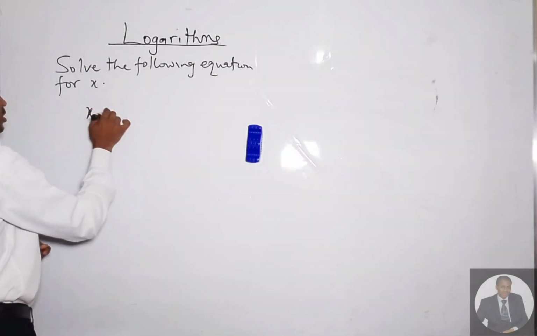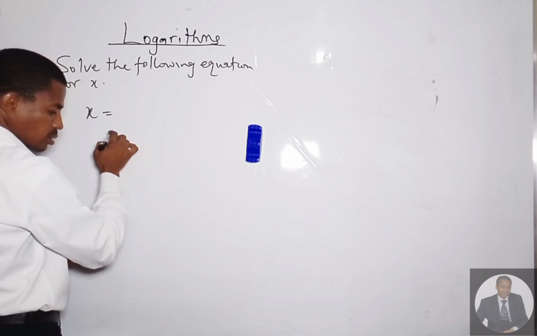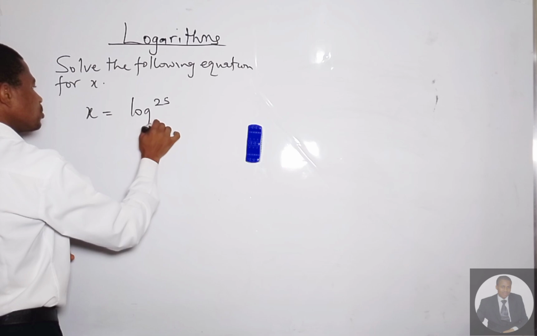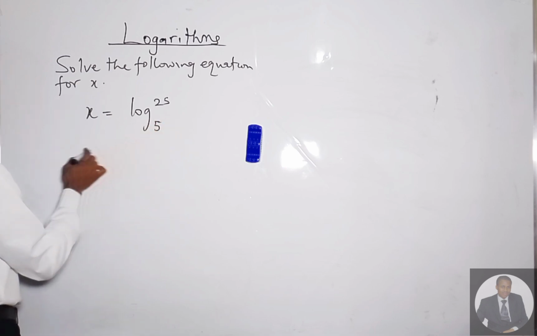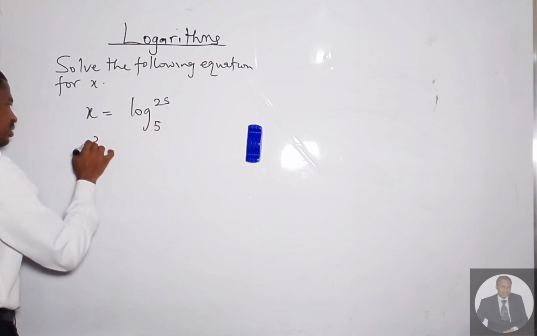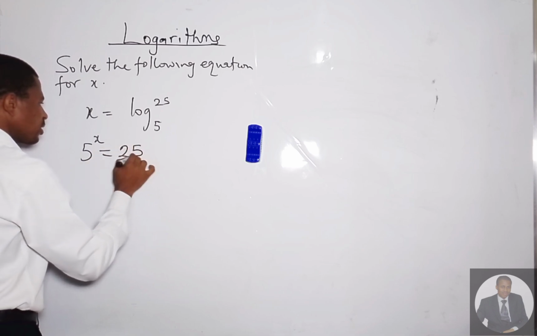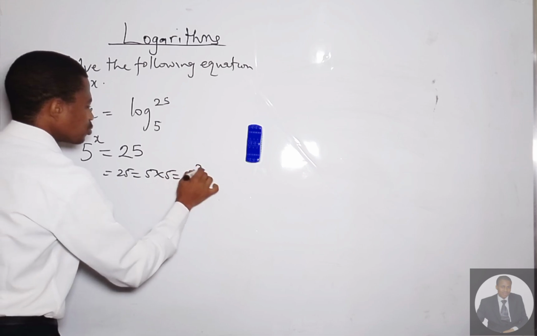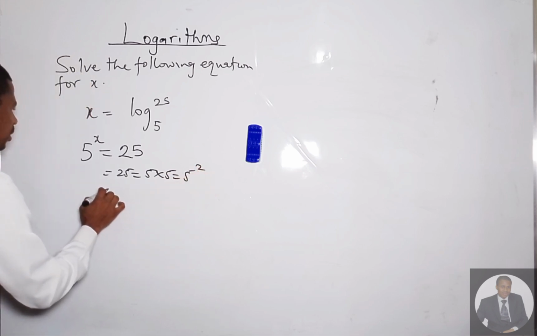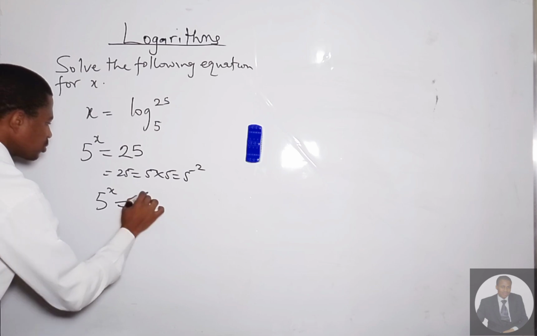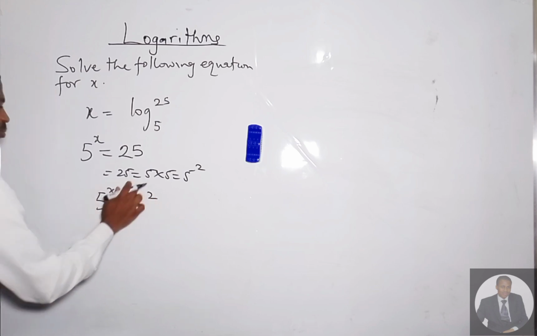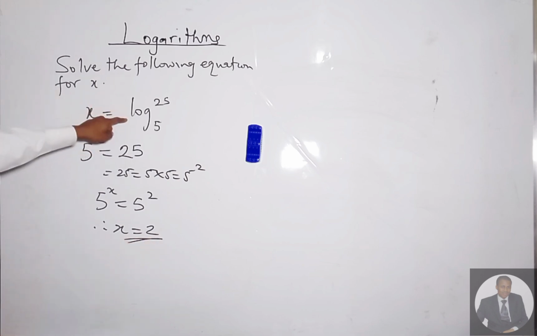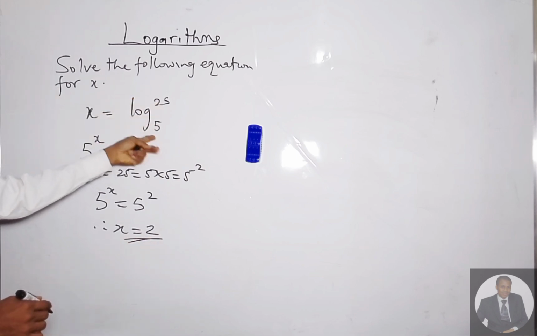Solve the equation for x. x equals log 25 to the base of 5. So this will give us 5 to the power of x equals 25. Now 25 is the same as 5 times 5, and that's 5 to the power of 2. So 5 raised to the power of x is equal to 5 raised to the power of 2. The bases are the same, so the exponents will be the same. So therefore x will be 2 here. So log 25 to the base of 5 will give us 2.